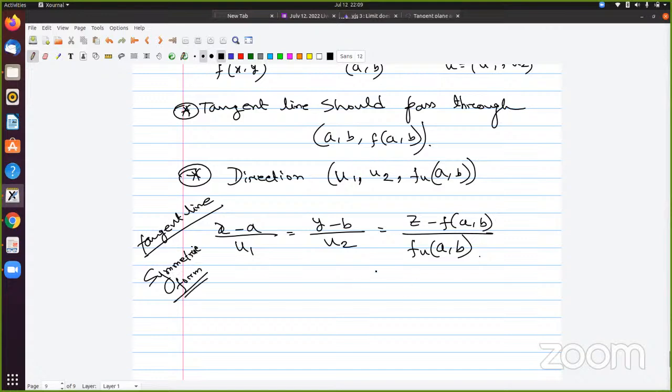Now, that means if you want the equation of the tangent line, we can simply do (x minus a) upon u1, and so on. This is the formula for either of them. Now this is the symmetric form.